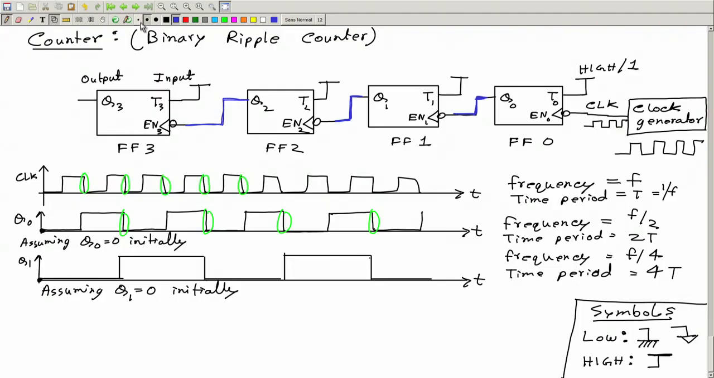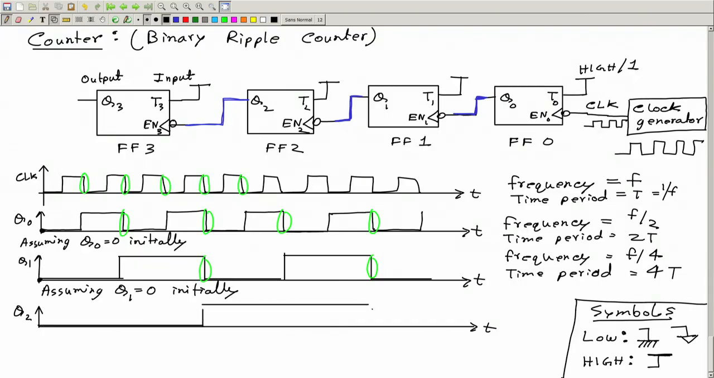So then what will happen? You can do this yourself now. Let me draw time versus Q2. Again, let's assume that it starts initially with value 0. Then it will change here and then here. So Q2 is 0 up to this point. Then here it will become 1, and then here it will become 0, and so on.